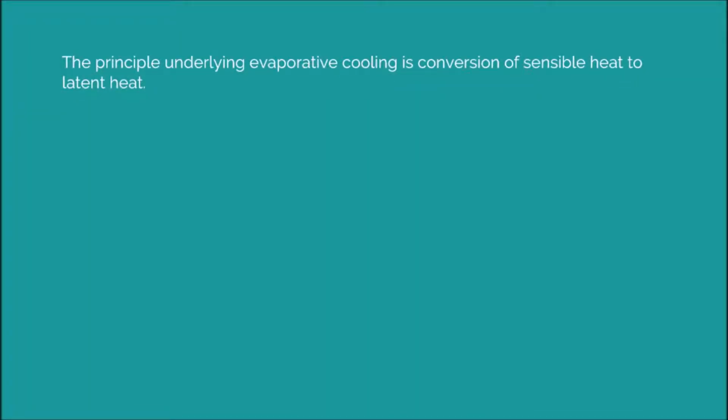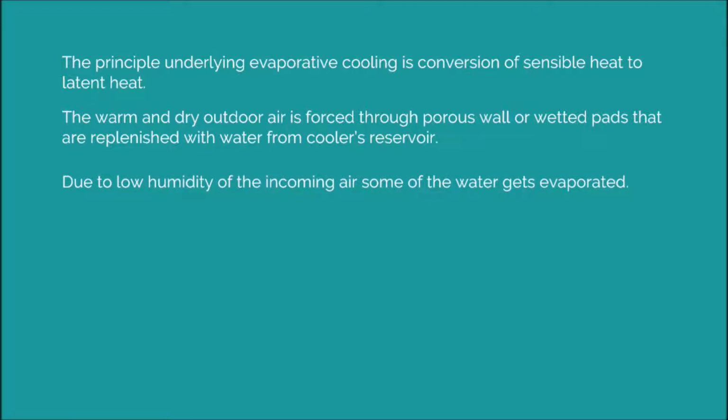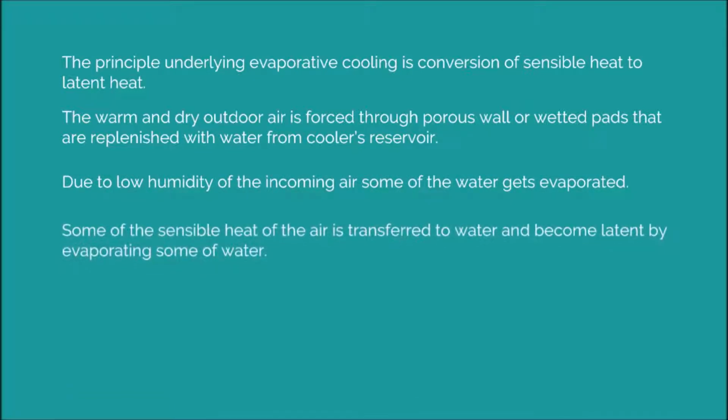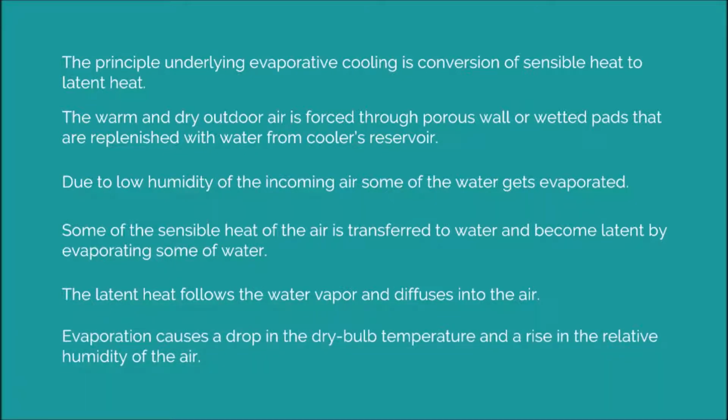So as we saw, the principle underlying evaporative cooling is the conversion of sensible heat to latent heat. The warm and dry outdoor air is forced through a porous wall or wetted pads that are replenished with water from the cooler's reservoir. Due to the low humidity of the incoming air, some of the water gets evaporated. Some of the sensible heat of the air is transferred to water and becomes latent by evaporating some of the water. The latent heat follows the water vapor and diffuses into the air. Evaporation causes a drop in the dry bulb temperature and a rise in the relative humidity of the air.